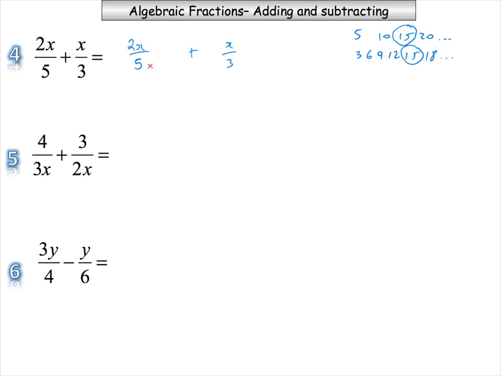we want to change both of those denominators to 15. How do we do that with a 5? We times the 5 by 3. Need to also do the same thing with our numerator. With a 3, multiply that by 5, and we end up getting our denominators, like the previous questions, with common denominators, or the same denominator. 2x times 3 is 6x, and x times 5, 5x. And like we did with the previous types, 6x plus 5x is 11x, all over 15.